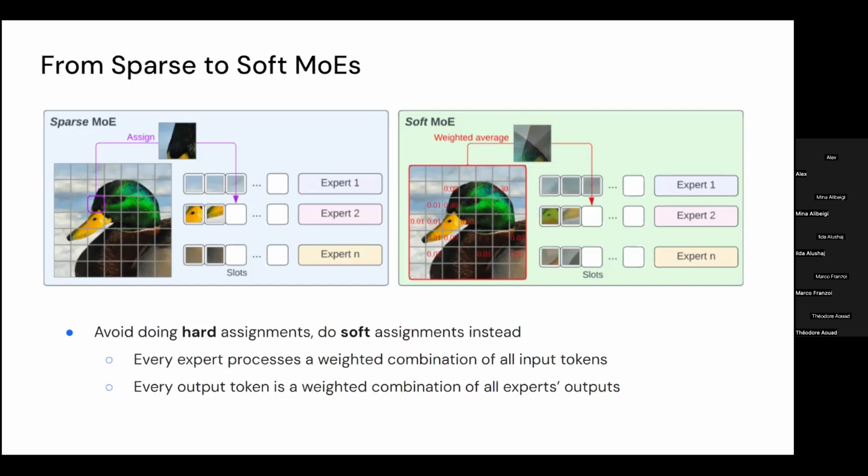Now with this view, it's a very simple generalization to say, well, instead of performing a discrete assignment, we will perform a weighted average. So every slot will be filled with a weighted average of all the patches or all the words. Each expert is assigned a fixed set of slots, but each slot is a weighted combination of all the patches. Then after the expert processes the slots, the slots are distributed back to their original patches, so it's sort of a weighted combination on the output.